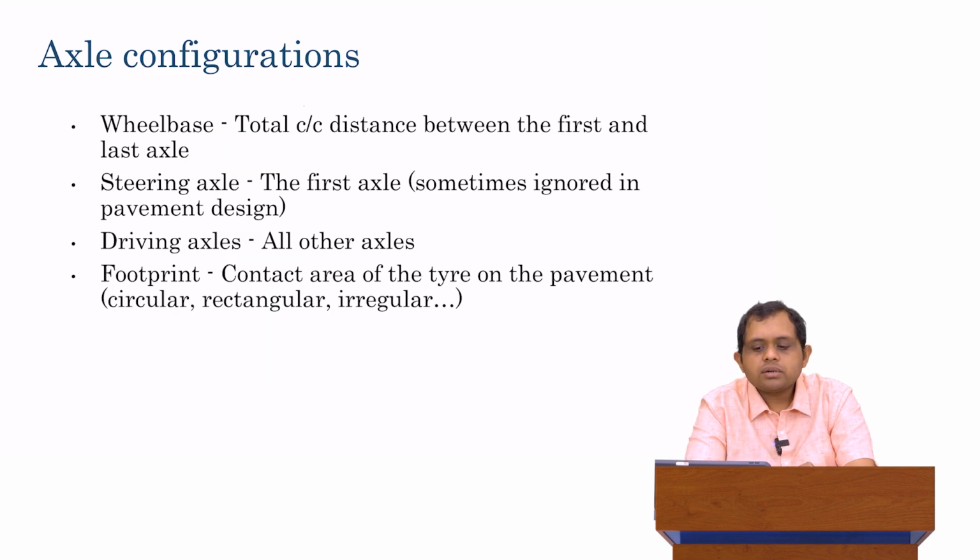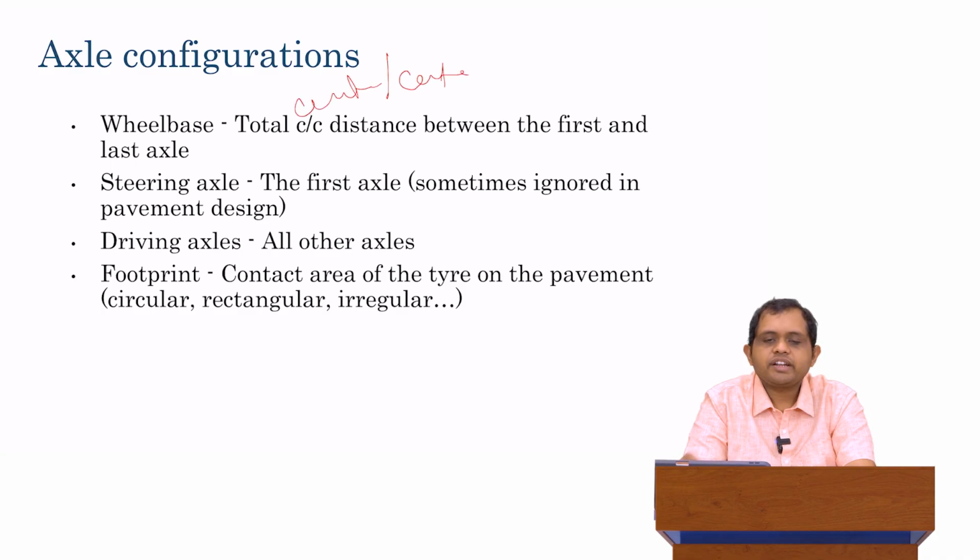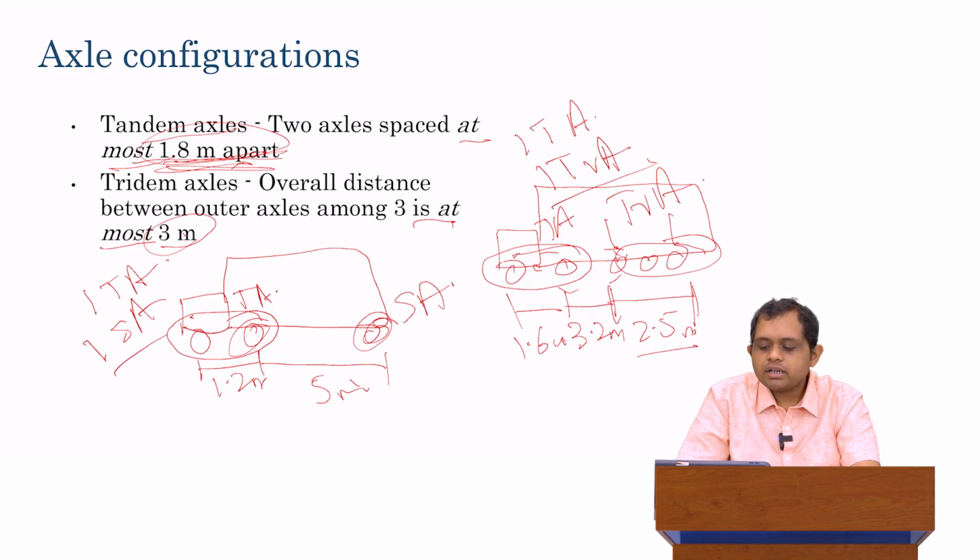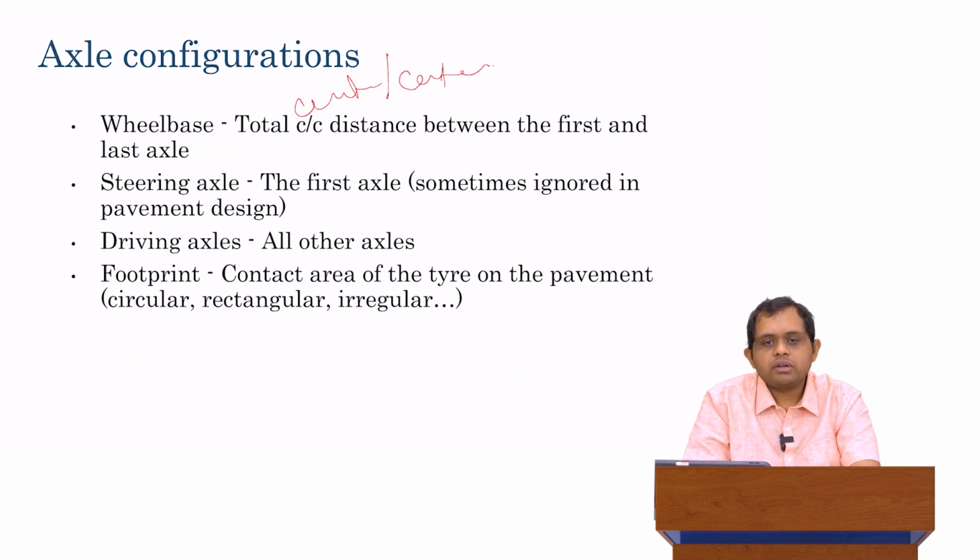There are a couple more terms that we should know. One term is called the wheelbase. The wheelbase is the total distance center to center. This is C over C. I hope you're familiar with this terminology. This is center to center. So the total center to center distance between the first axle of the vehicle and the last axle of the vehicle is called the wheelbase. In this example which I drew over here, this distance is 1.6 plus 3.2 plus 2.5. This distance is what we will call the wheelbase. Similarly here, 1.2 plus 5, that's 6.2. The wheelbase in this case is 6.2 meters. It's also an important number that we should know.